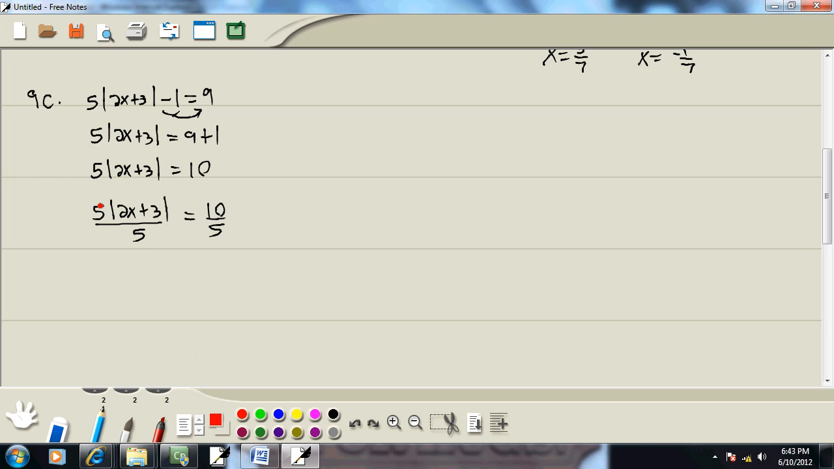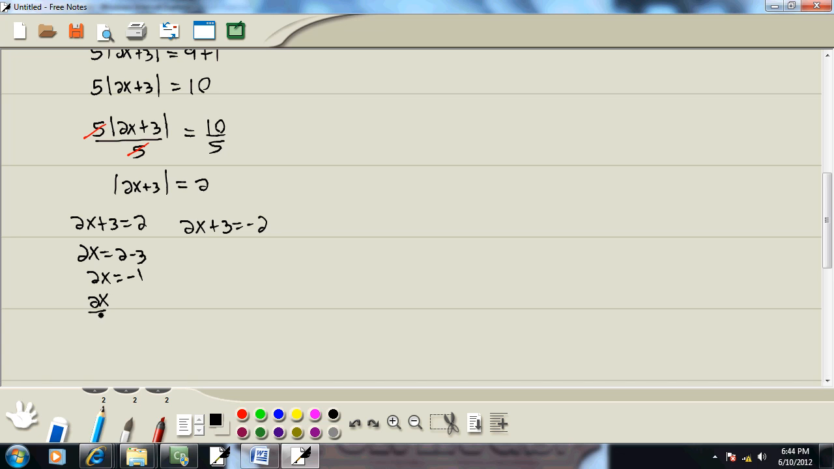And when I do that, these 5's will cancel. And I got the absolute value of 2x plus 3 is equal to 10 divided by 5 is 2. Well, now that we have the absolute value by itself, we can drop the absolute value bars and set it equal to the positive the other side, and we'll set it equal to negative the other side. Here I'll take 3 and move it to the right side, so I get 2x is equal to 2 minus 3, or 2x is equal to negative 1.